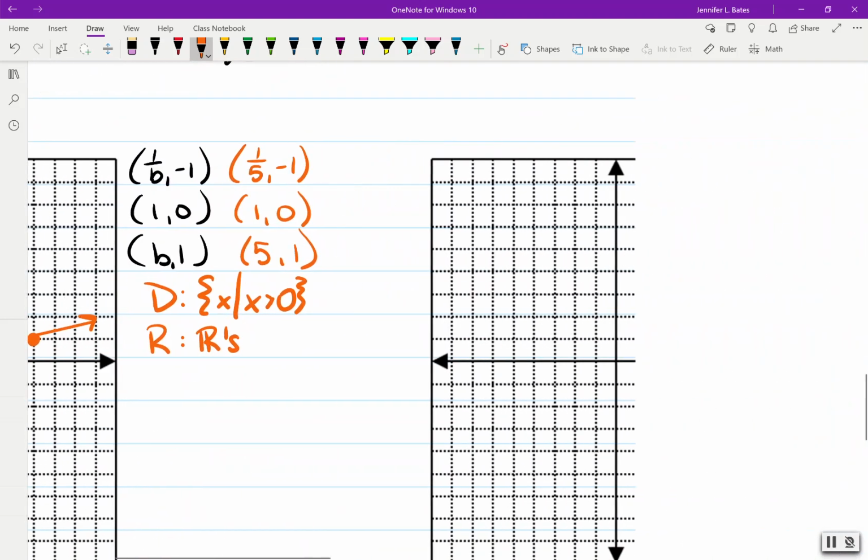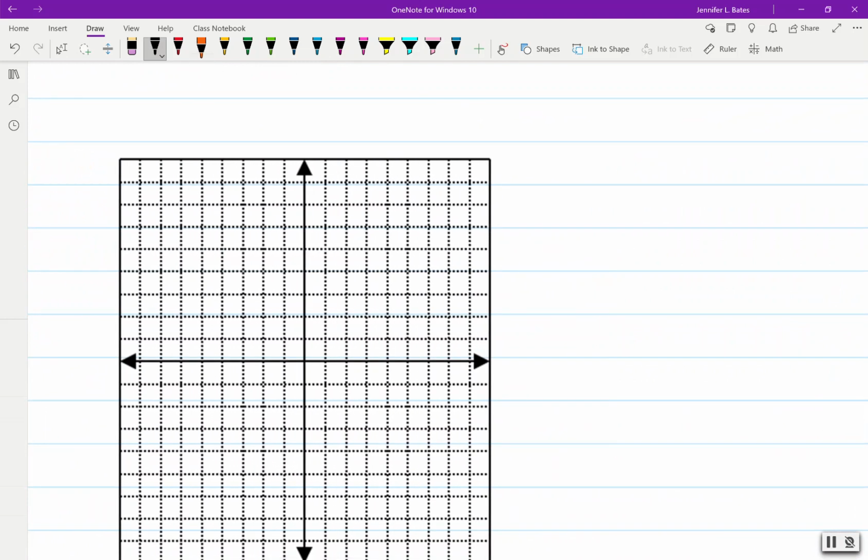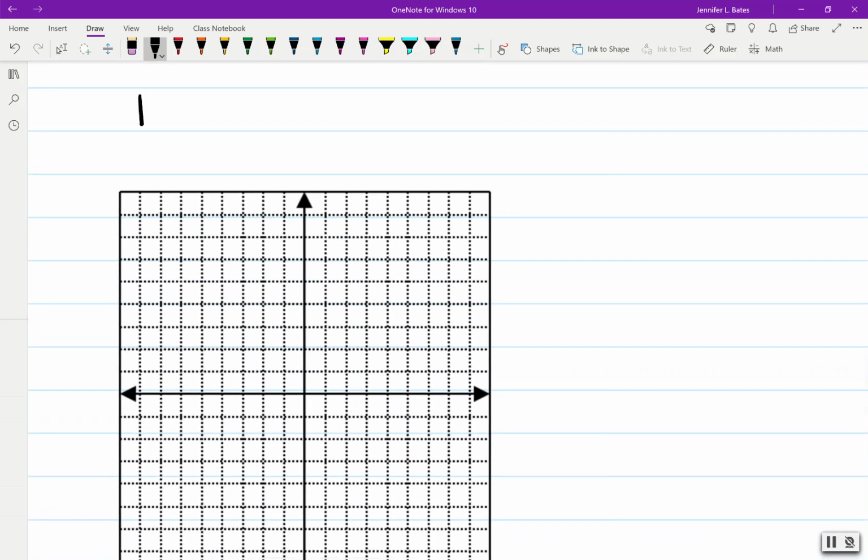Okay, let's try another one. We'll call this example B. In example B, we're given the function f of x is equal to log base 1/3 of x.